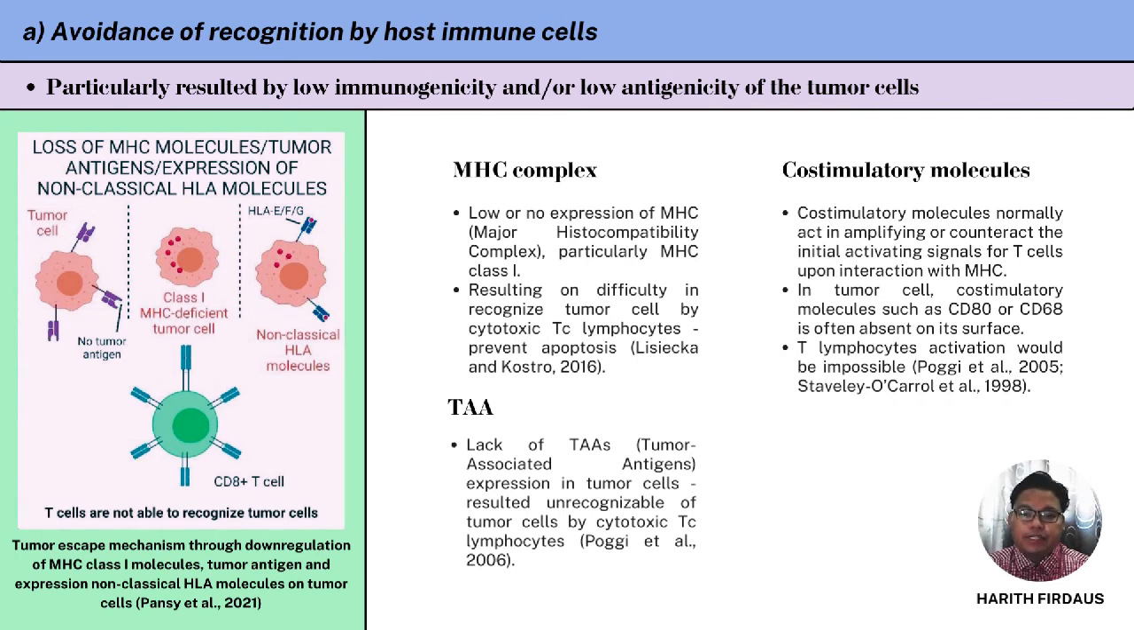of tumor cells. In this strategy, several notable molecules whose expression may be downregulated in tumor cells are the MHC complex, TAA, and costimulatory molecules. Primarily, the ability of tumor cells to avoid immune surveillance is characterized with no or low expression of MHC, particularly MHC class 1, thus making them difficult to recognize, and the initiation of apoptosis, which involves cytotoxic T cell lymphocytes, can be prevented.